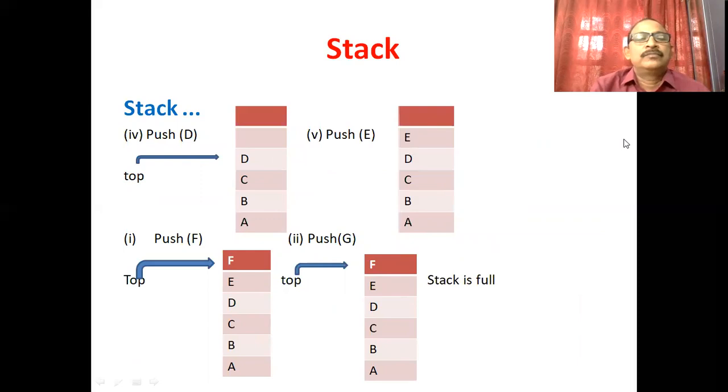Now again we push the element, push D. Now D is added on the top of the stack. Now top is pointing to the element D. Now we push E. E becomes the top element, means E is added on the top of the stack. Next we push F. F is added on the top of the stack, and now F becomes the top element, and top index is pointing to the F.